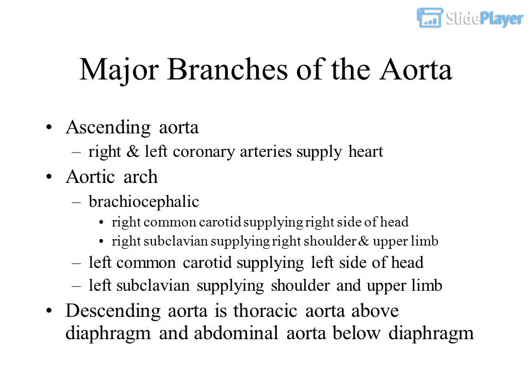Ascending aorta. Right and left coronary arteries supply heart. Aortic arch. Brachiocephalic. Right common carotid supplying right side of head. Right subclavian supplying right shoulder and upper limb. Left common carotid supplying left side of head. Left subclavian supplying shoulder and upper limb. Descending aorta is thoracic aorta above diaphragm and abdominal aorta below diaphragm.